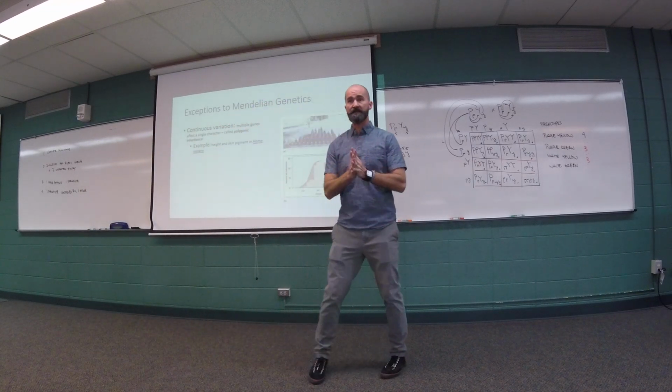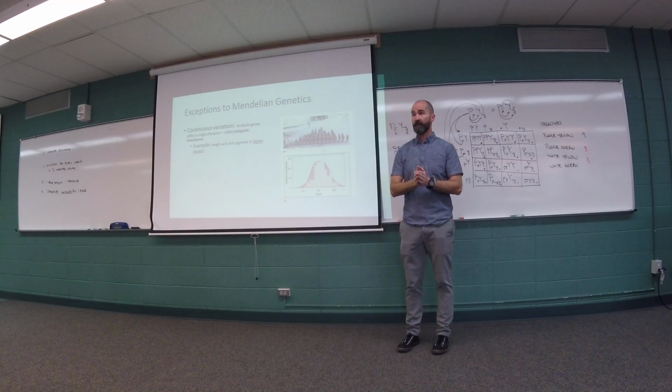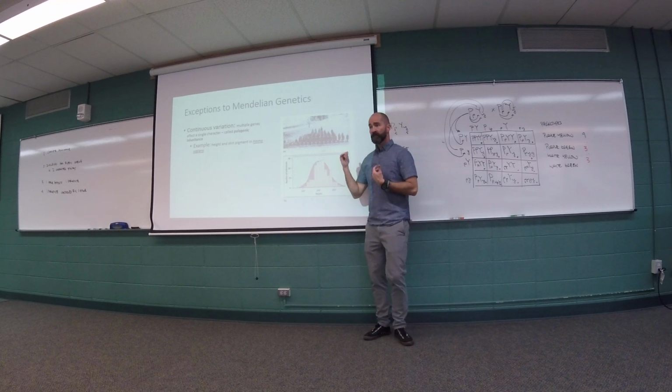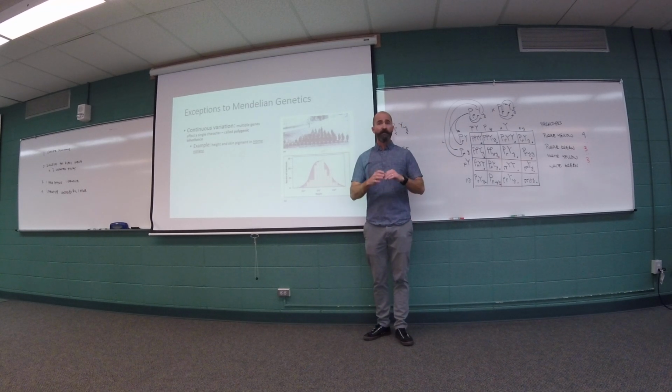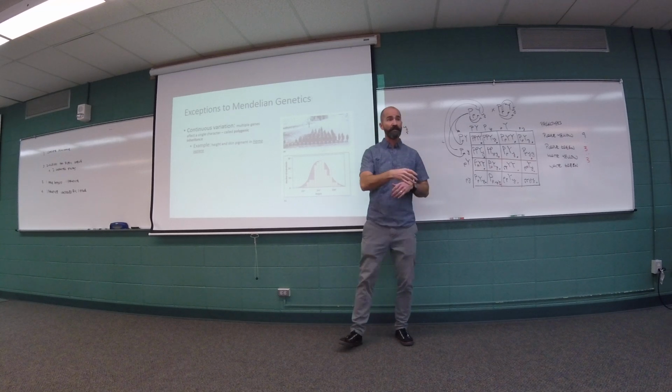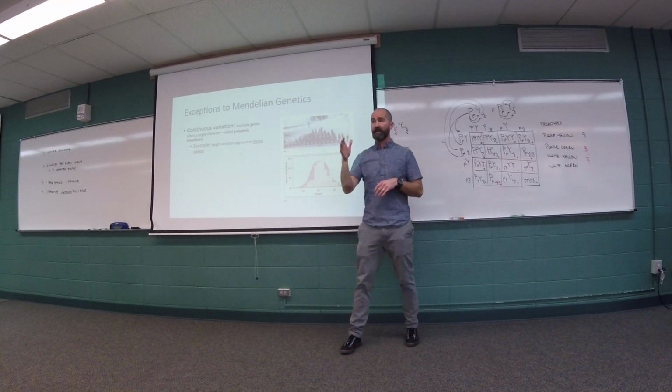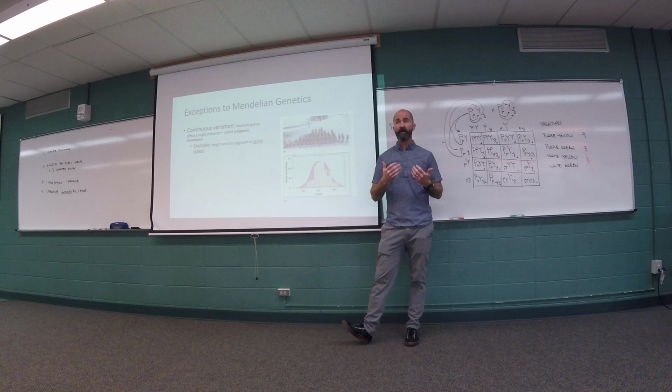So let's talk about some exceptions to these assumptions and hypotheses. The first one is continuous variation. We know that not all characters have only 2 character states. There can be variation in between character states. And a really good example of that is human stature. We're not either 6 feet or 5 feet, right? There is continuous variation in how tall we are.